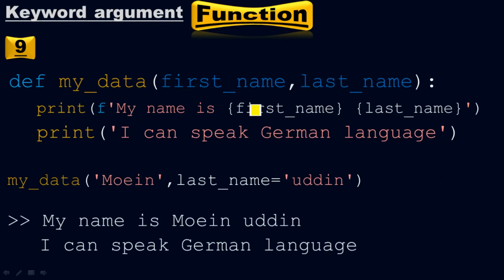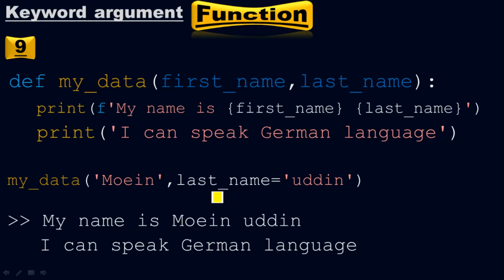Now look, this time I have used the formatted string. For the formatted string, you have to put the F and then quotes, my name is, and then the first name inside the curly brackets and then a space. If you put a space, you will get a space here, and then the last name inside the curly brackets.